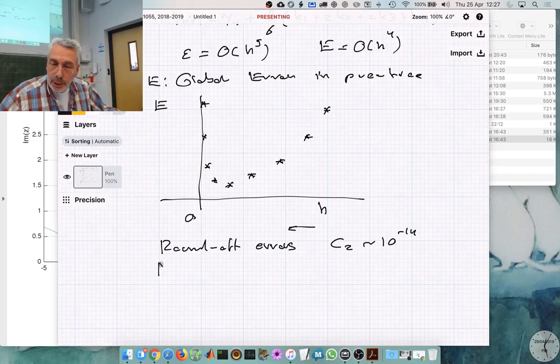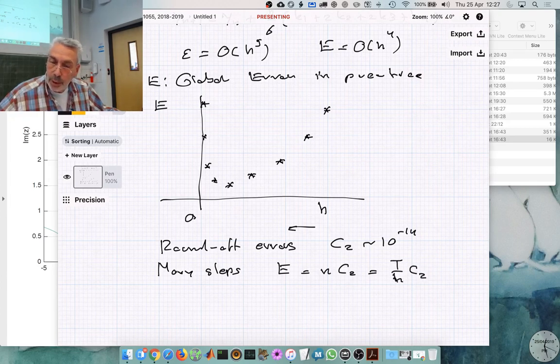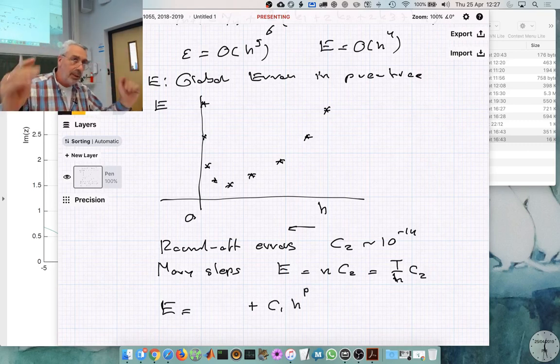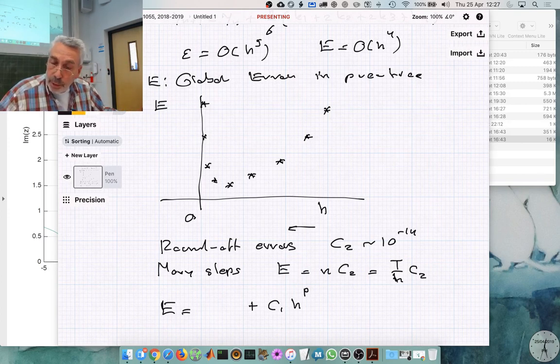Let's say it's a small number, so you don't have to bother, but if you take many steps, then your global error will of course become this many steps times C2. And what are the many steps? Well, that was T over H, right? Times C2. Meaning that your global error is not what we thought initially, some factor times h to the power p, depending on our method, but we now also have some C2 divided by h. And that is exactly this behavior here.